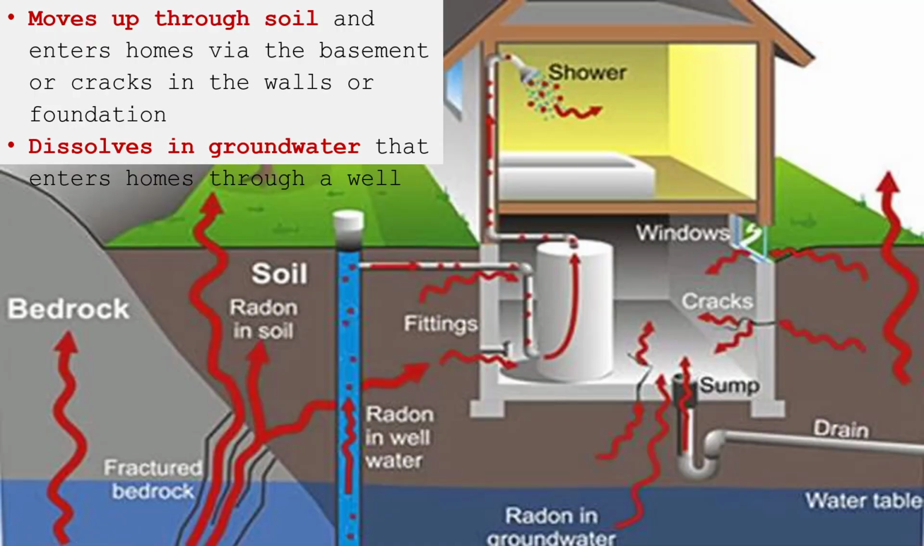Radon will move up through the soil and enter your basement or cracks in the walls, and it can actually dissolve in groundwater that then can enter the home through a wall. So radon can enter your home in many different ways. And where the risks are higher really depends on where you're looking in the United States.